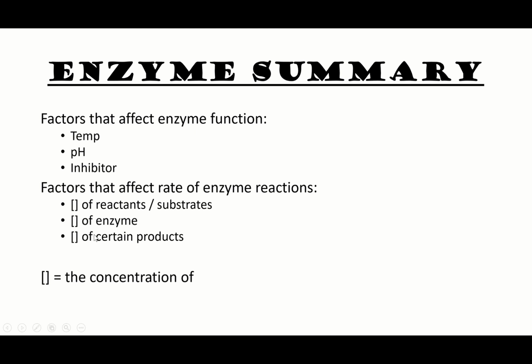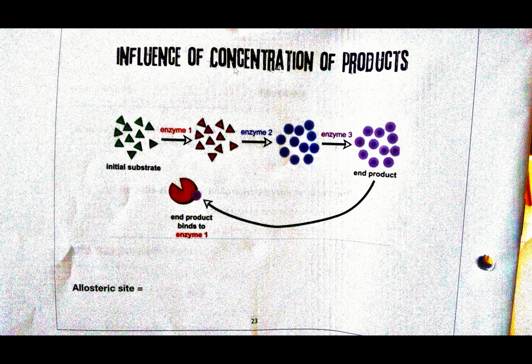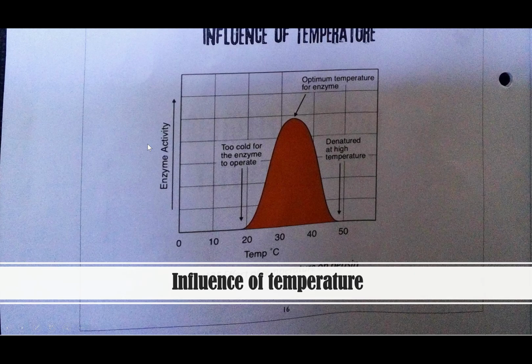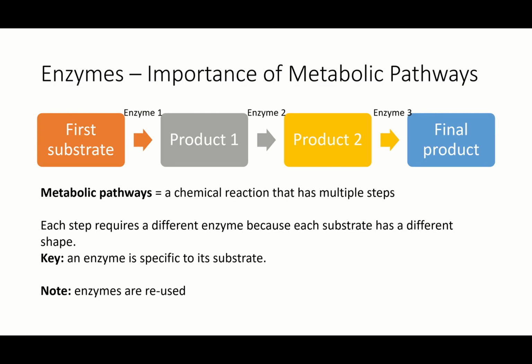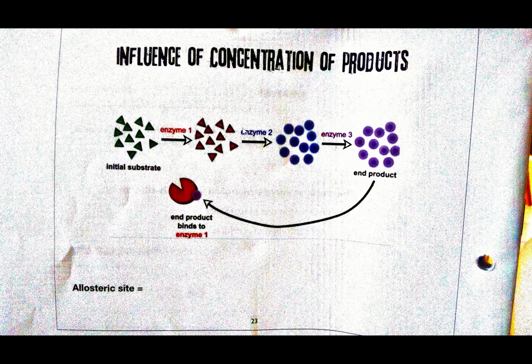And third, you have the concentration of certain products, which is the slide before. Influence of concentration of products. So this is another, what's the word called? Metabolic pathways. I need to remember that word. I don't even know that word, even though I'm learning. All right, metabolic pathways. You have the initial substrate, and after it has attached to enzyme one, this is turned to product one, product two, and the end product.